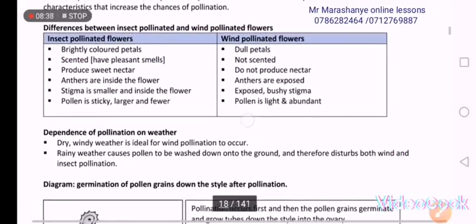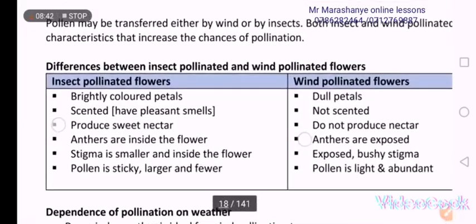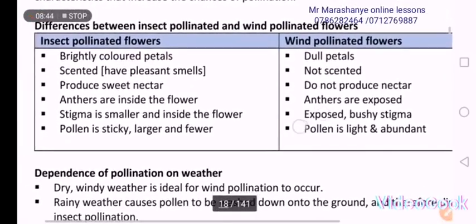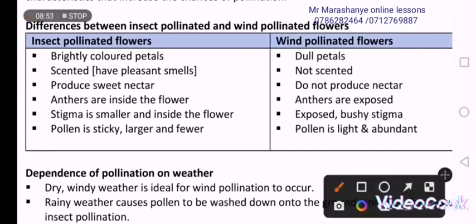Let's go. We want to talk about the differences between insect pollinated flowers and wind pollinated flowers. Insect pollinated flowers have brightly colored petals. My petals of insect pollinated flowers are brightly what? Colored, to attract insects. But wind pollinated flowers have dull petals. Why? Because its agent of pollination is wind, not insect.